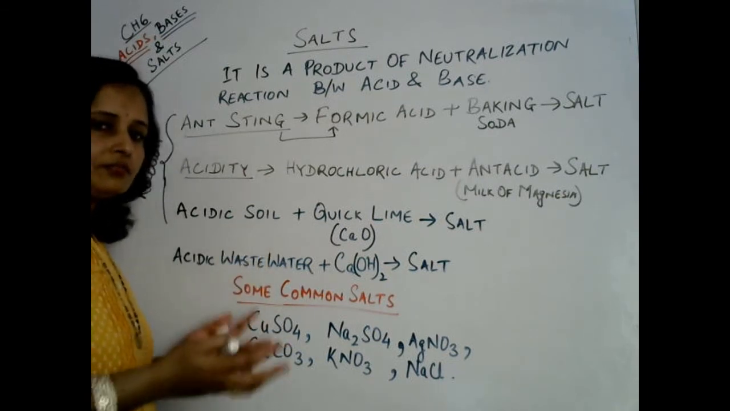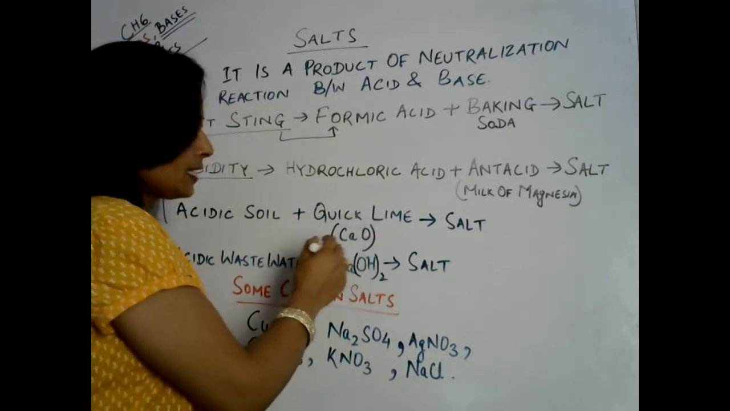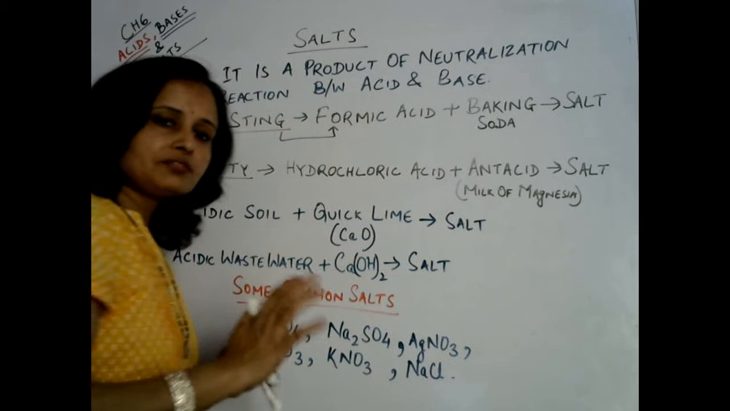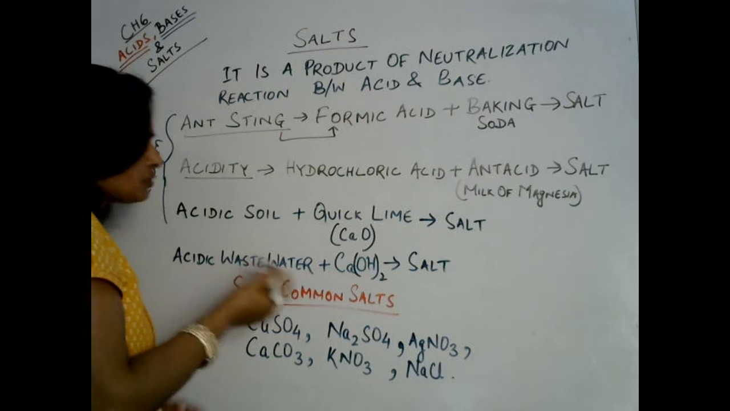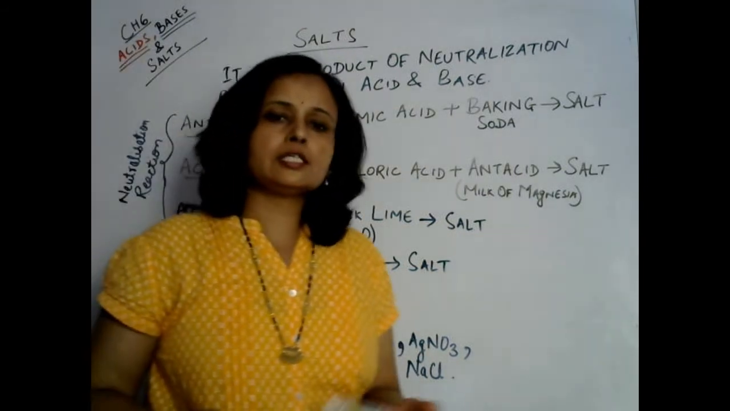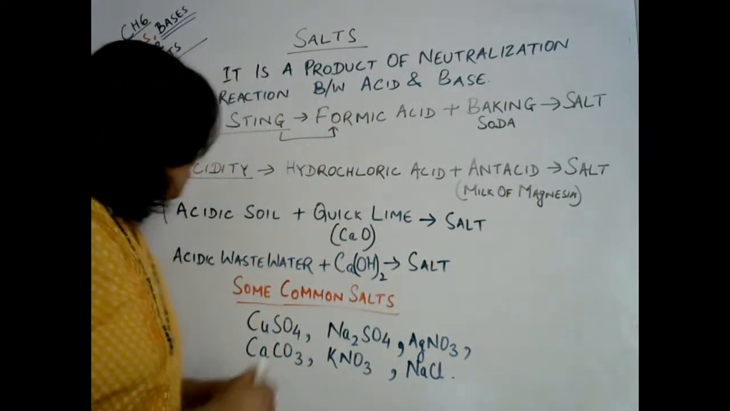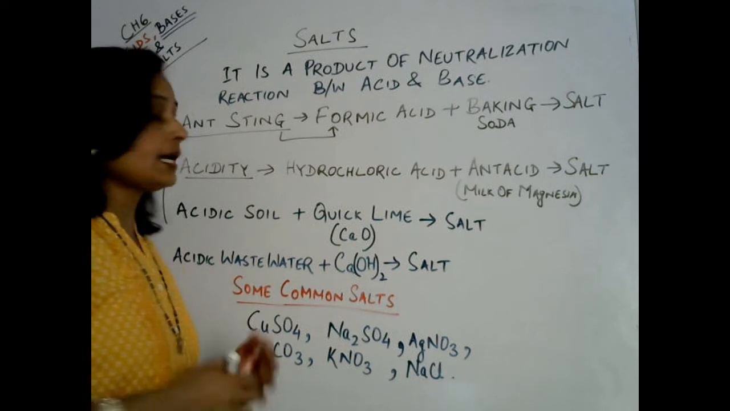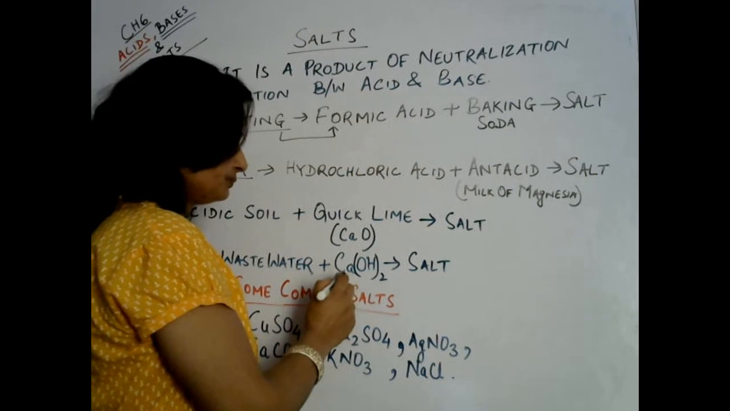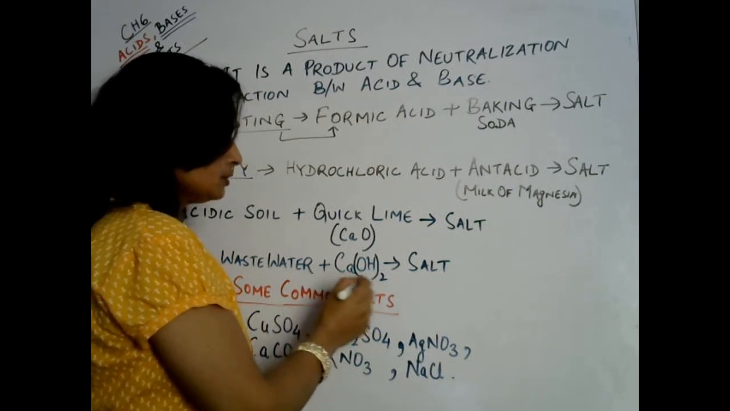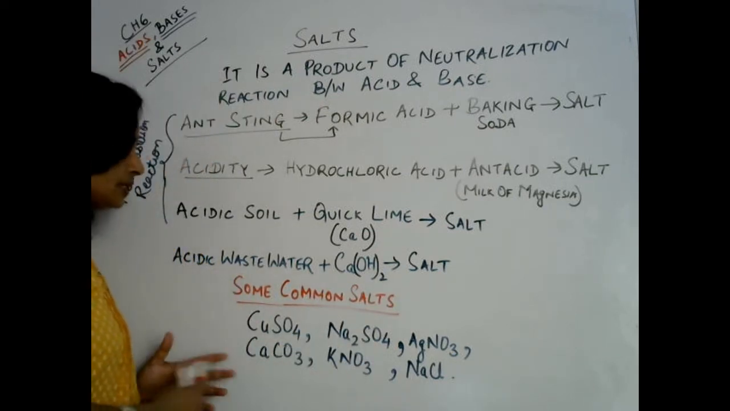Next is treating soil. If some soil is too acidic, quicklime, calcium oxide, is added to neutralize the effect of acid on that soil. Next is wastewater. Wastewater is produced from industries, factories, and sometimes houses as well. That wastewater has lots of acids, and those acids can be treated by adding calcium hydroxide, which is slaked lime. Then again salt is formed and neutralizes the effect of the acid.